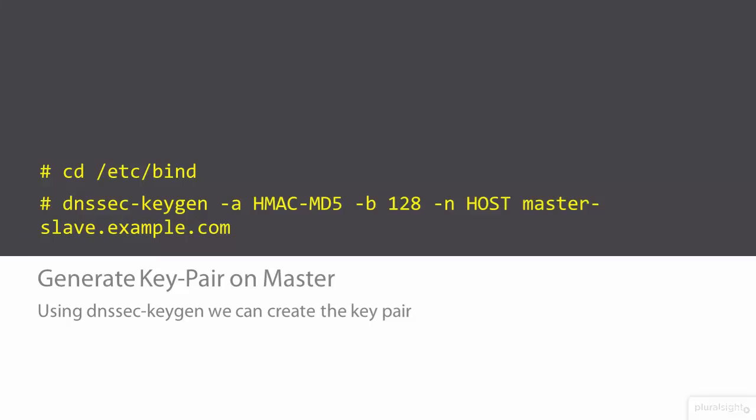The -a is saying the algorithm that we're going to use. -b is the recommended bit size of 128 bits. -n then is really specifying the type of key, and here we're creating a host key. We can create host keys or zone keys. This is for a host. The name of the key should indicate then the conversation between the master and slave, and example.com. So that becomes the key name.